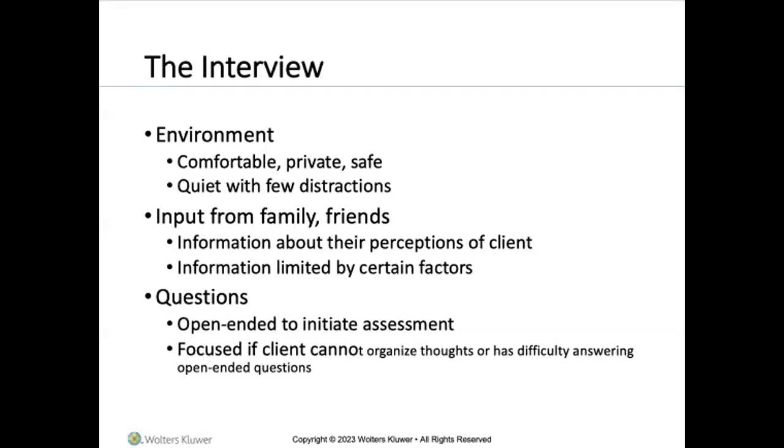Input from family and friends is sometimes called collateral. This gives an idea of how other people are perceiving the client. Sometimes, if the patient's in the middle of a psychotic break, they might not be able to give permission, and it might be necessary to talk to the family. Same thing if the patient is demented or having cognitive impairments.